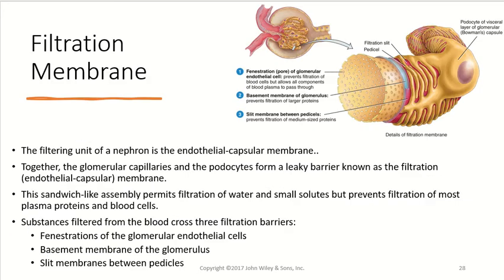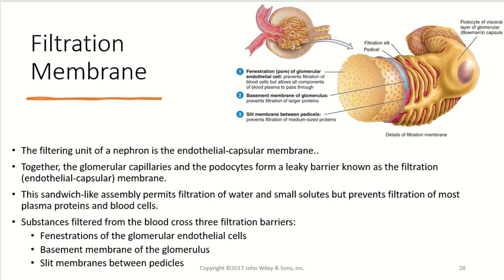That brings us then to the filtration membrane, so how this filtration is occurring, or through what we're filtering, basically. The filtering unit of a nephron is going to be the endothelial capsular membrane, and together the glomerular capillaries and those little podocytes are going to form a leaky barrier known as a filtration membrane, or an endothelial capsular membrane. This is going to be a sandwich-like assembly, and this is going to allow for the filtration of water and small solutes, but it's going to prevent the filtration of most of those larger blood plasma proteins, as well as the blood cells themselves.